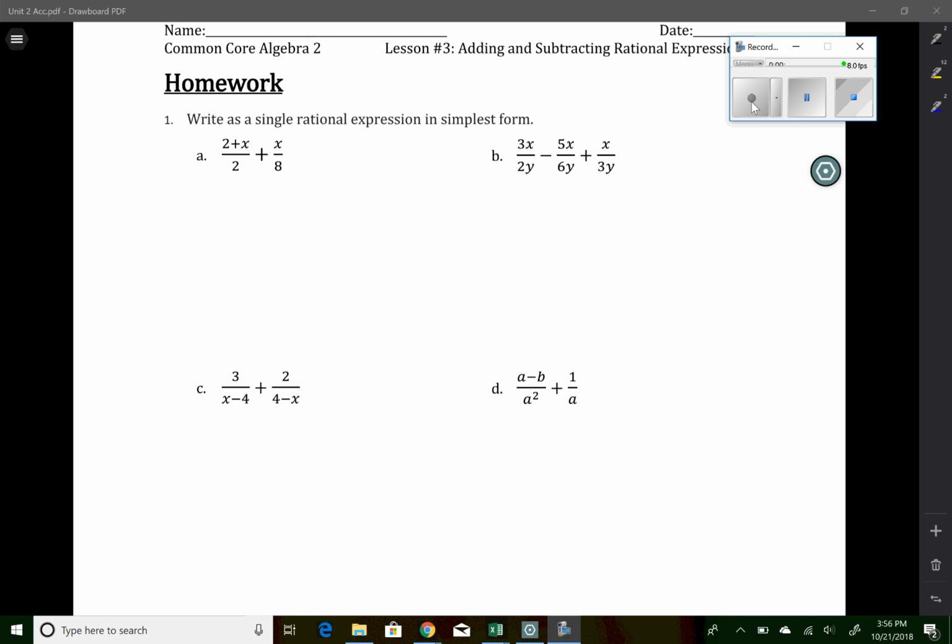Just like adding and subtracting fractions, which you learned back in middle school or elementary school, to add and subtract rational expressions, you just need to make a common denominator. So for example, for this first question, our common denominator is going to be 8.